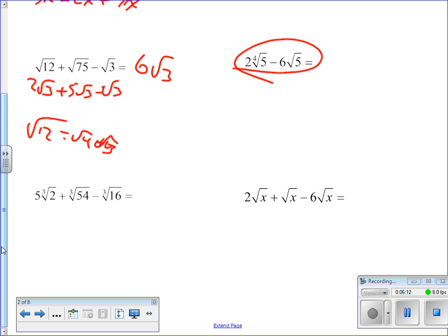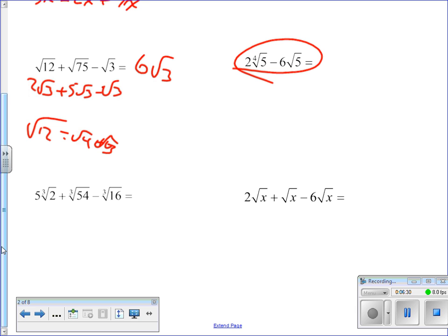And so I get to this one, the cube roots. Okay. Cube root of 2. I cannot simplify the cube root of 2. The cube root of 54 and the cube root of 16. So the question is, can I simplify cube root of 54? And can I simplify the cube root of 16?